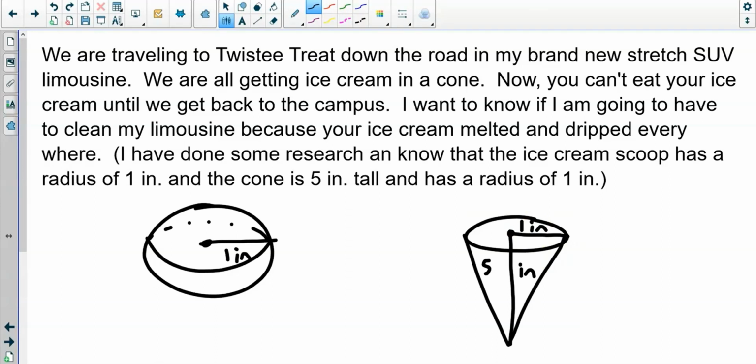Because without the volumes, I'm not going to know whether I have to start beating all of you up because you're dripping ice cream in my car, or everyone's going to be cool and we're going to have ice cream and my car's going to be clean. Excuse me, my limousine's going to be clean. So first, find those volumes. And go.